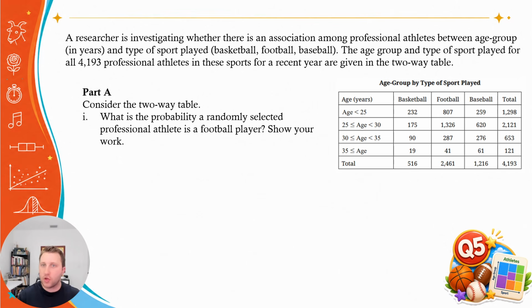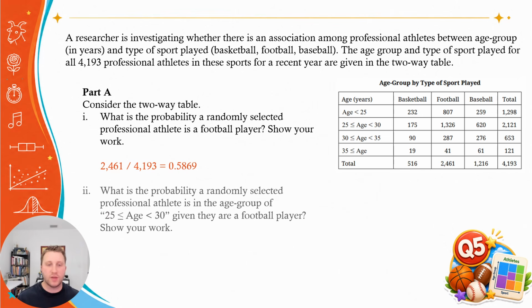And the first question is really, if you think about it, coming from the earliest part of the course, unit 1 or 2, you learn to look at a two-way table and determine a relative frequency. We then, in unit 4, formalize this as a probability. We're being asked to find the probability that a randomly selected professional athlete is a football player. The numerator is 2,461. That is the number of football players. Our denominator is 4,193, the total number of professional athletes among these sports in a recent year.